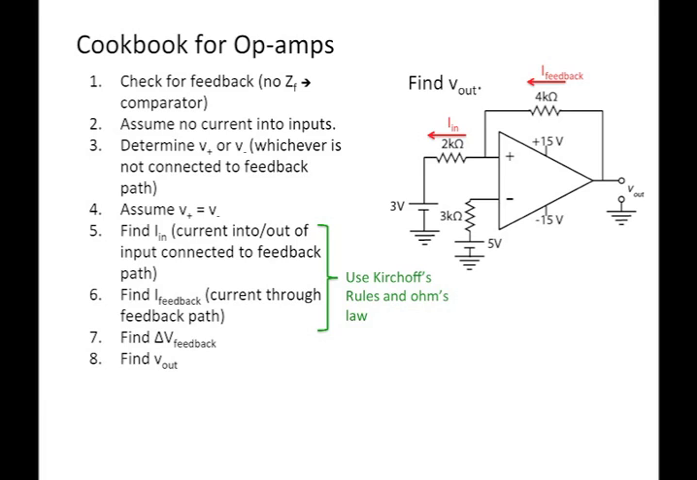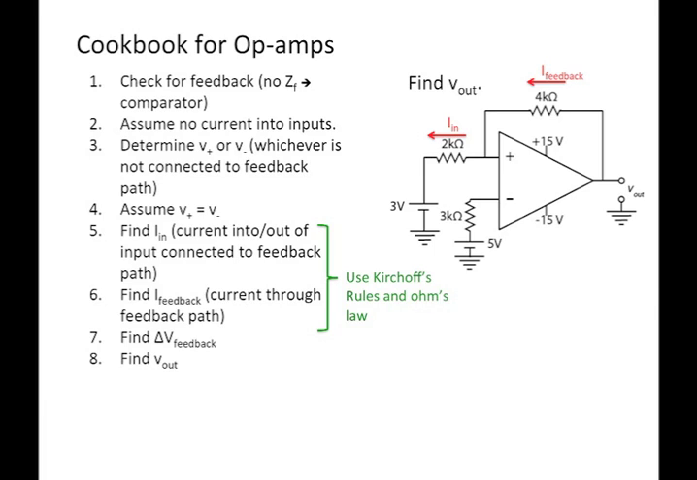Before we do that, when we are given an op amp in a circuit, there's a basic cookbook for figuring out what's going on. There's a lot of ways to do this; this is what I think is the simplest way. First, we're going to check for the feedback resistor. If there's no feedback resistor, the op amp acts like a comparator, and we go back to the previous slide on comparators, and that's going to determine what happens. Assuming there is a feedback resistor, we're going to assume no currents go into the inputs. We're going to determine V plus or V minus, whichever isn't connected to the feedback path, and we're going to assume V plus equals V minus.